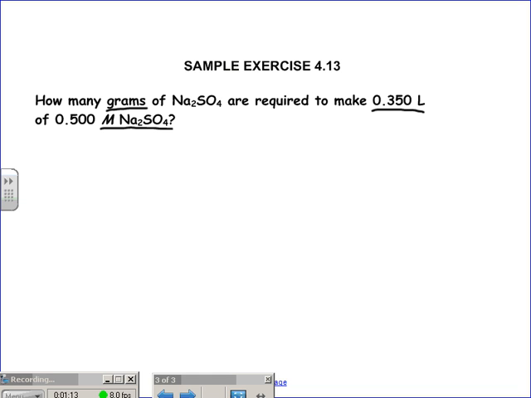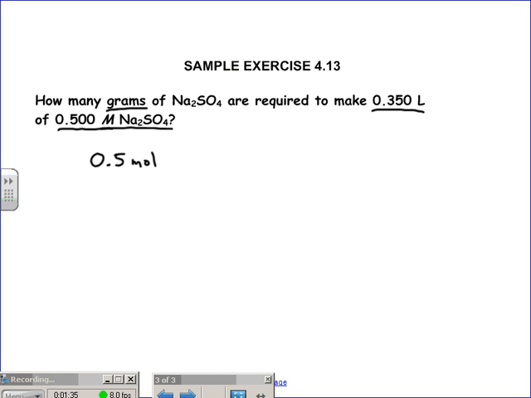There are a couple of ways to do this, but I like to set it up in a proportion. If you don't like to set it up in a proportion, you don't have to, but I think it's a good way to organize the data. So I'm going to write down what they gave us here. They gave me a 0.5 mole.